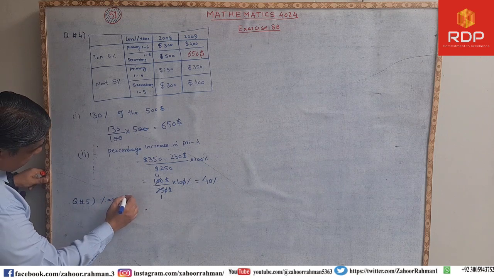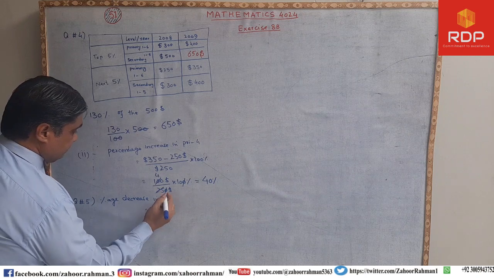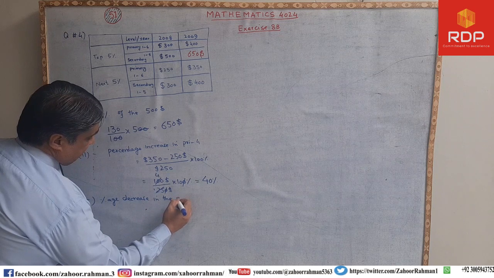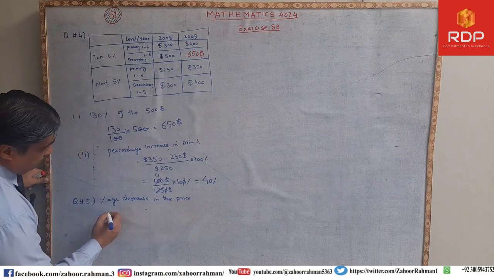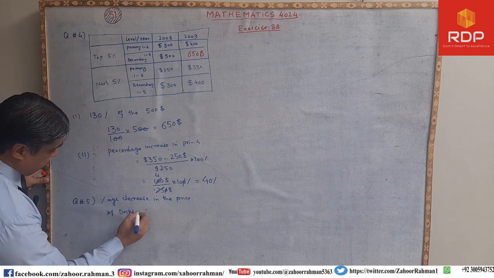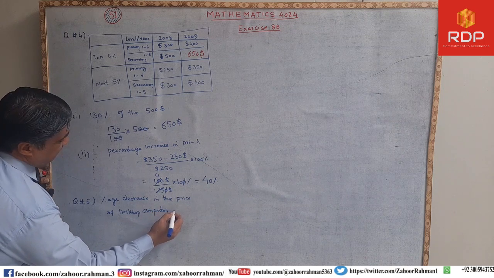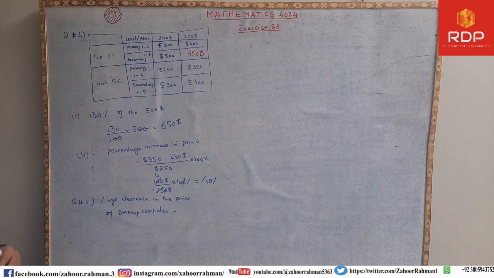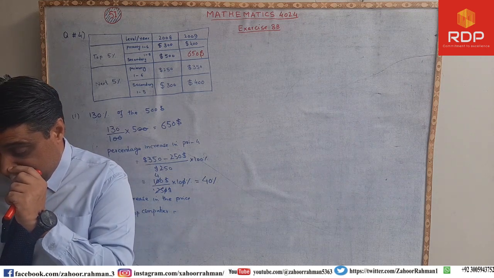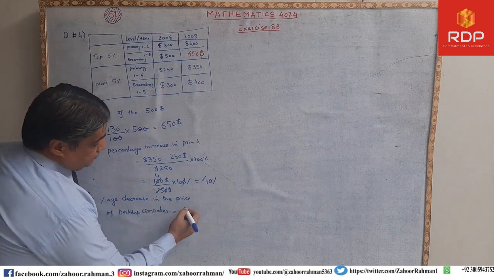So percentage decrease in the price of the desktop computer is, this is question number 5, and it is saying percentage decrease in the price of desktop computer is equal to, from the greater value we have to subtract the smaller value, and that is from 1360 to 1020.